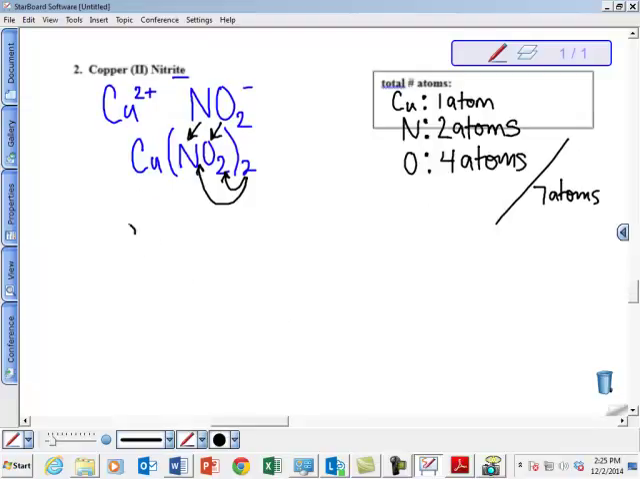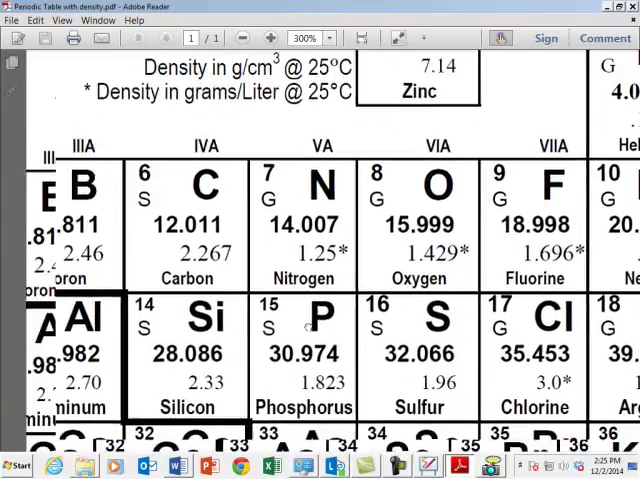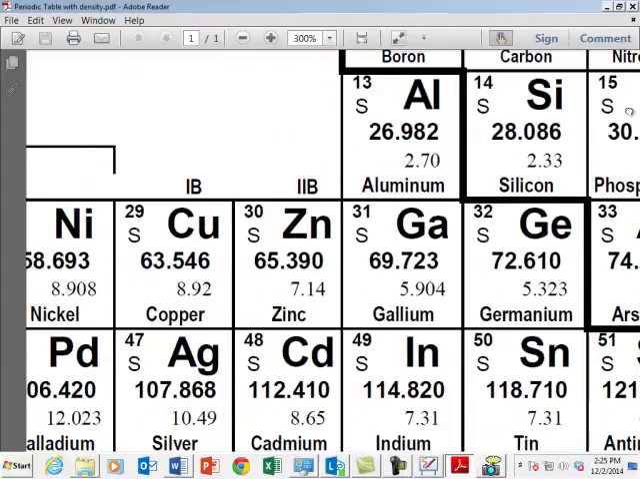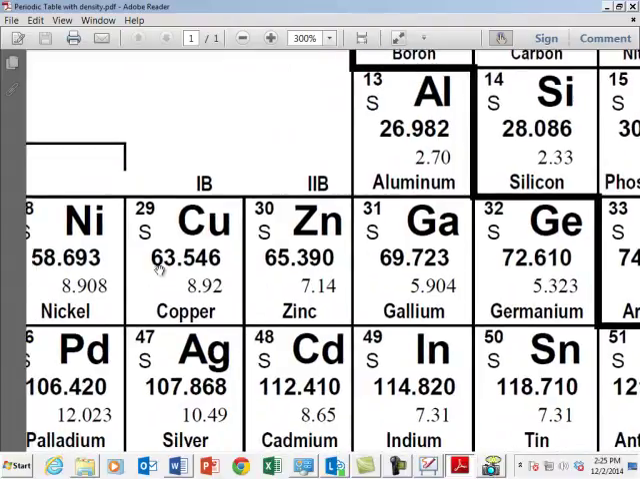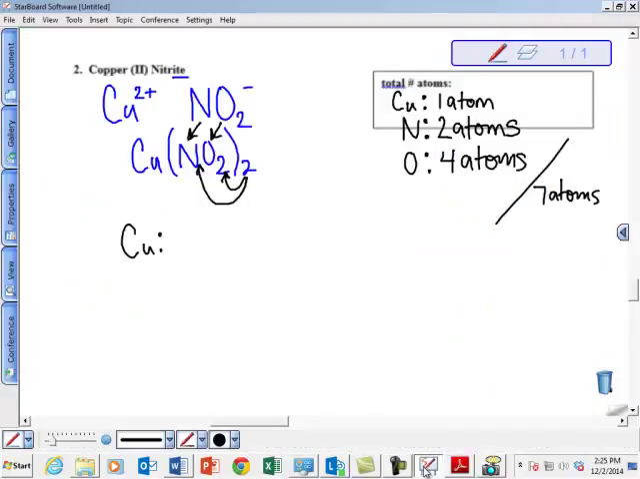All right, let's do copper. So grab the periodic table. Let's check on copper. Here we go. Copper is 63.54. What does that round to? 63.5.